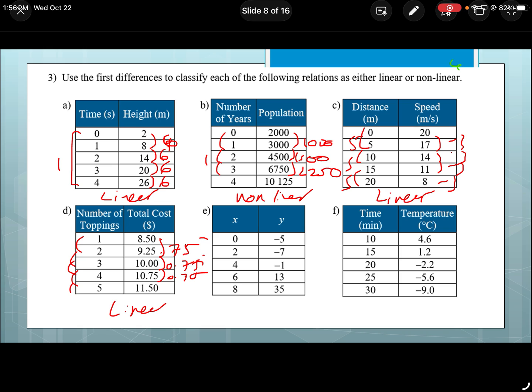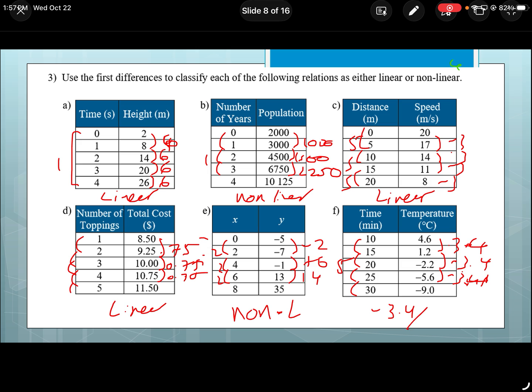What about here? These are all going up by the same amount, so it's all 2s. This is going down by 2, then up by 6, then up by 14. It's pretty obvious, I don't even have to divide this. It's non-linear, right? Non-linear. Here I'm going up in 5s, 5, 10, 15, 20. They're all going up in 5s. Here it's going down in what? Is it 3.4s? So negative 3.4, negative 3.4, negative 3.4. They're all negative 3.4 divided by 5, and so it's linear.